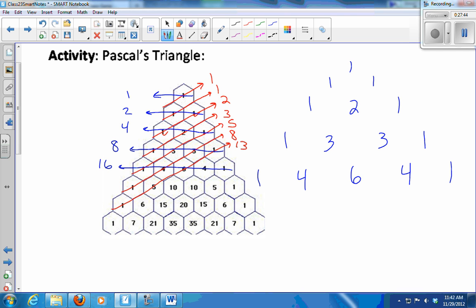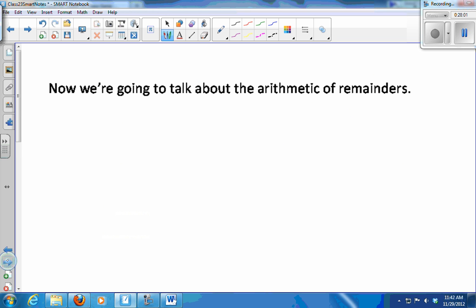So, I've only spent 5 minutes showing you a couple of the patterns in here. It's just a really cool thing, and you could Google it. You can find millions and millions of cool things about Pascal's triangle. But I'm going to bring it back around to Sierpinski's gasket. But before I do, I have to talk about the arithmetic of remainders.